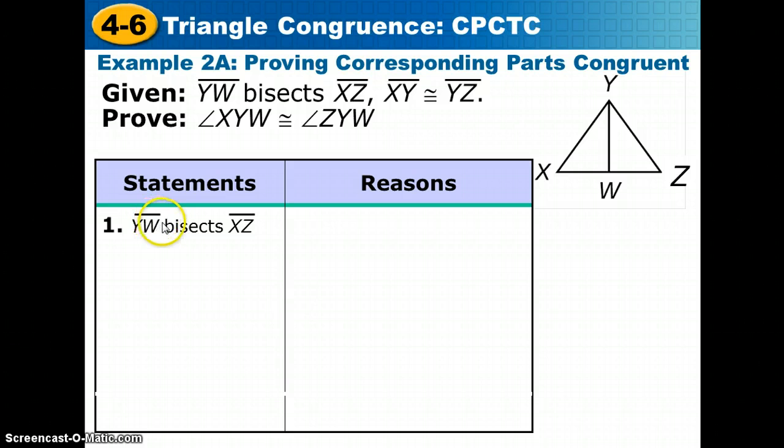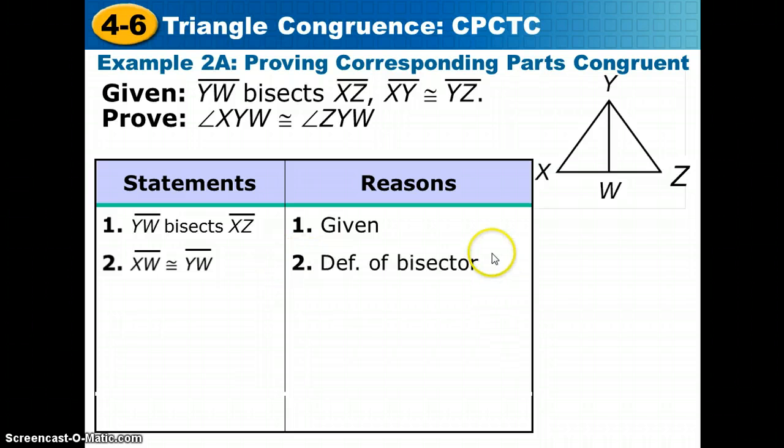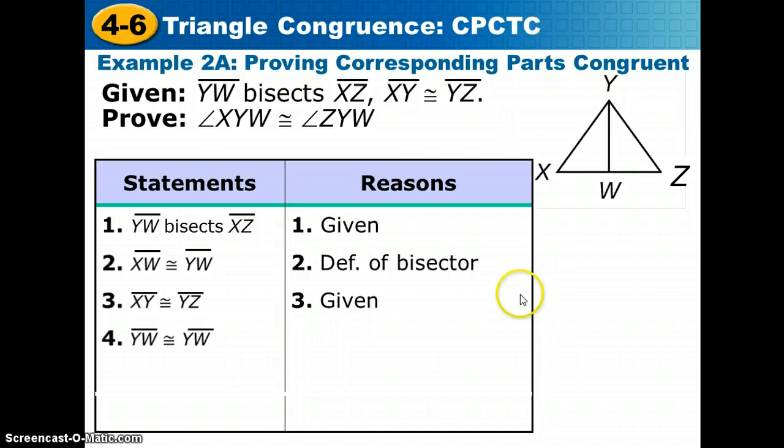Once again, this is what you should say. Start with that first given. YW bisects XZ, which is given. That tells you that XW is congruent to WZ by definition of bisector. So there's a pair of congruent sides. Next, XY is congruent to YZ because it's given. There's another pair of congruent sides. And then YW is congruent to itself by the reflexive property. There's your third pair of congruent sides.